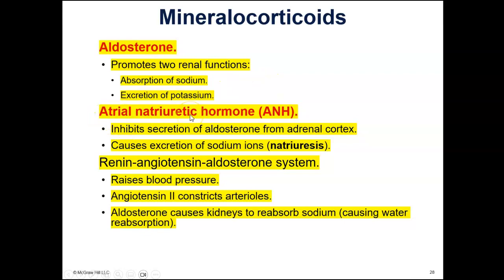Then we have ANH, which is atrial natriuretic hormone, produced by the atrium of the heart, and it inhibits aldosterone secretion, and it causes the excretion of sodium ions. So they have opposite effects, in other words.